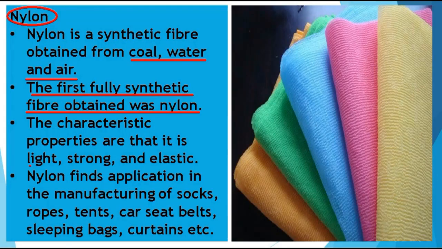And students, the property of nylon that makes it different from other kinds of fabric is that it is very light in nature, strong and elastic, and these properties make it different from the rest of the fabrics. And students, the other important point is that it was developed in 1931.